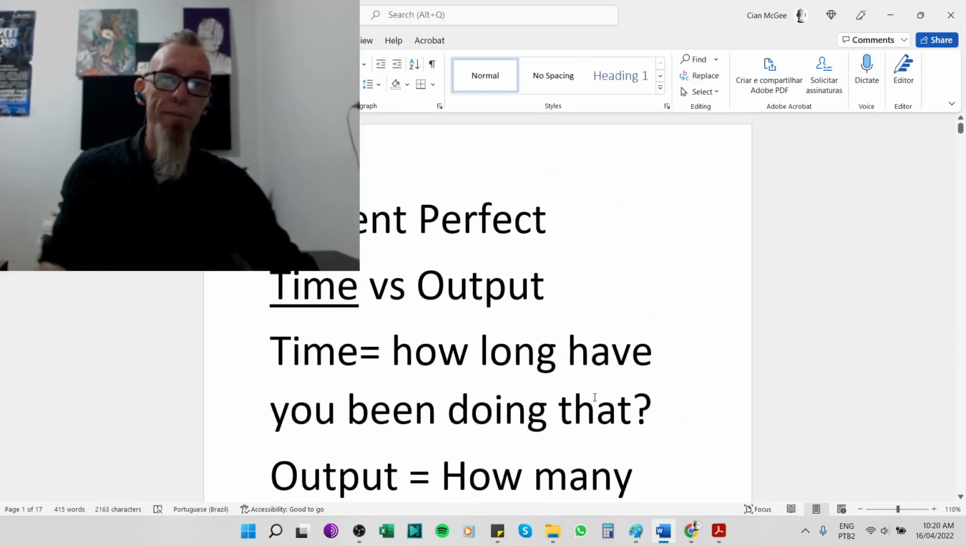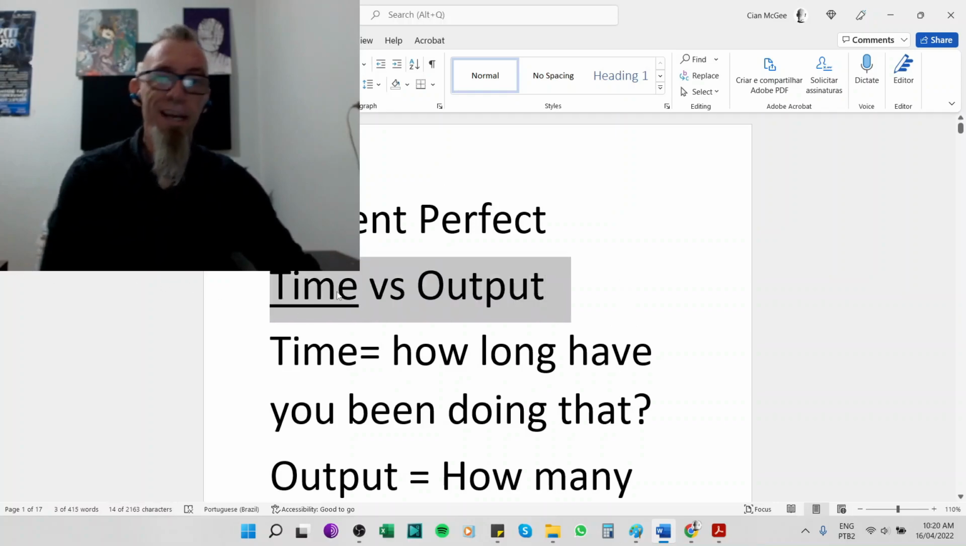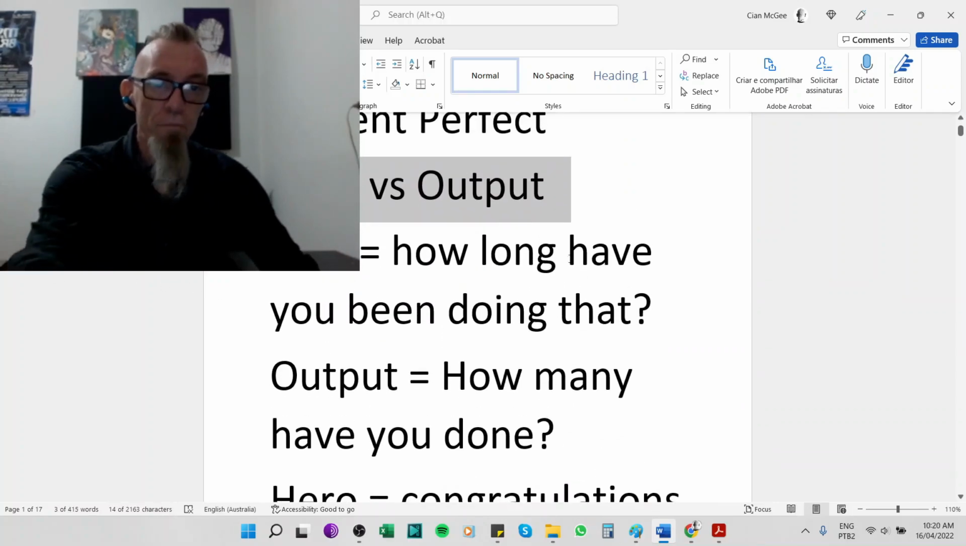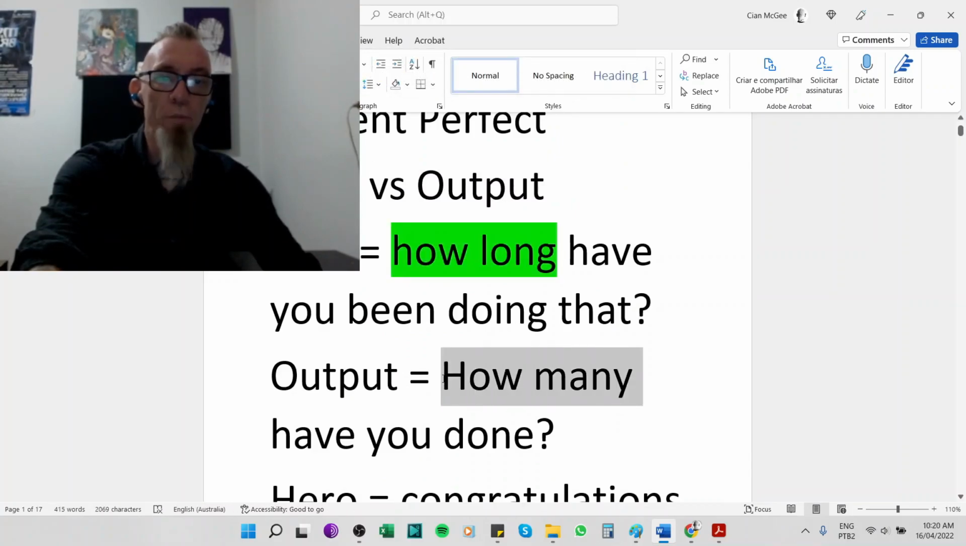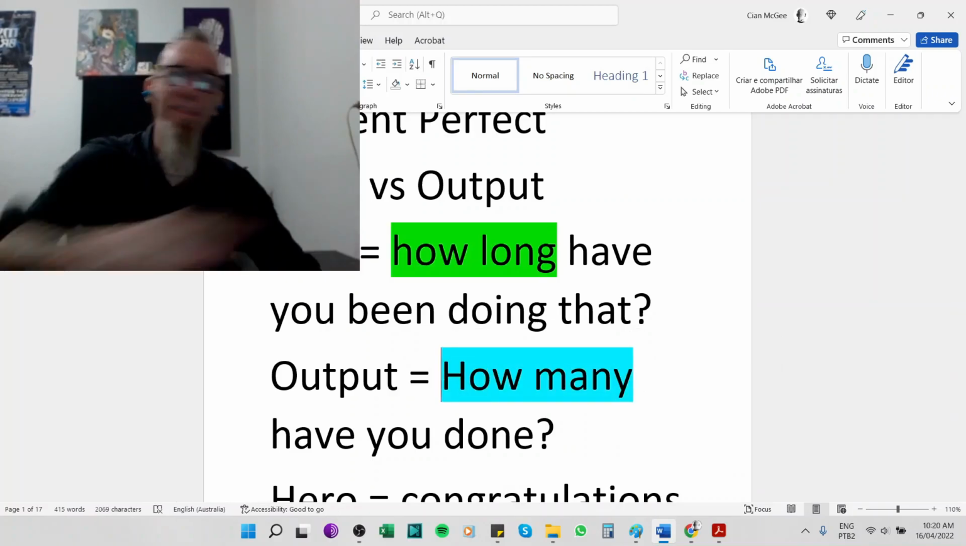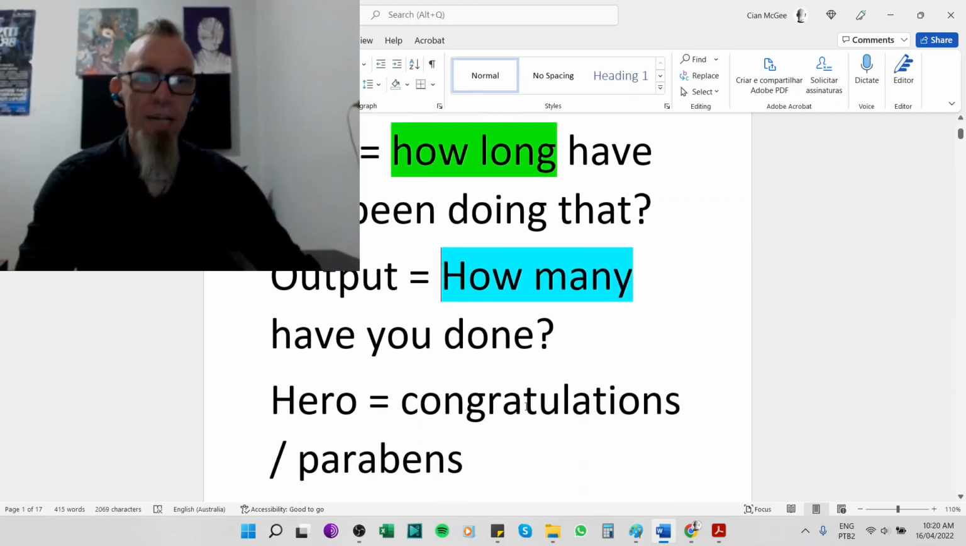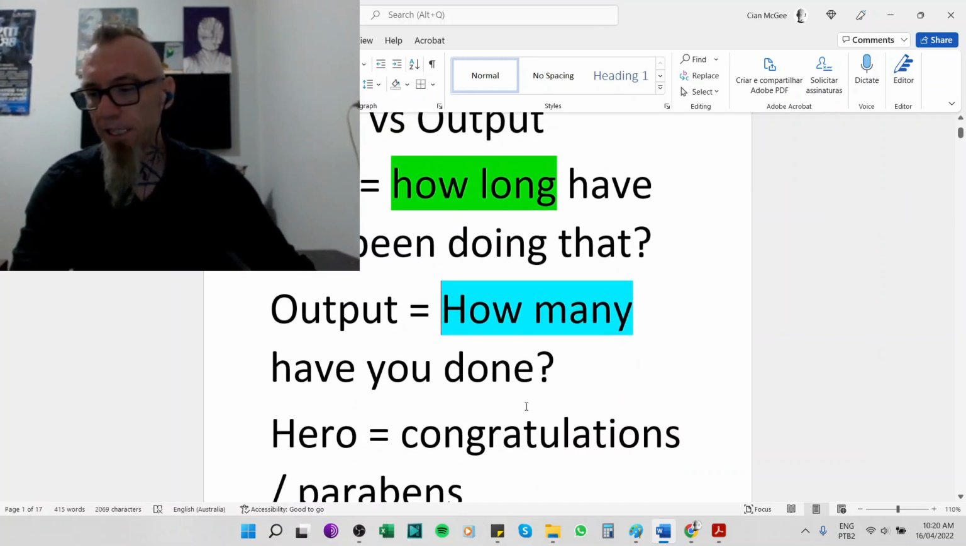All right, so that's it for today's lesson. Just once again, refreshing on present perfect, time and output. Time, measuring verbs is always how long. Measuring objects, the output of that is how many. That's it.